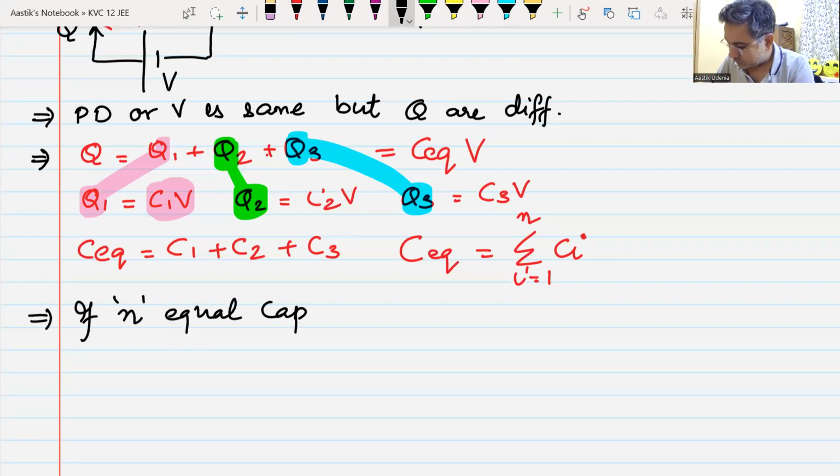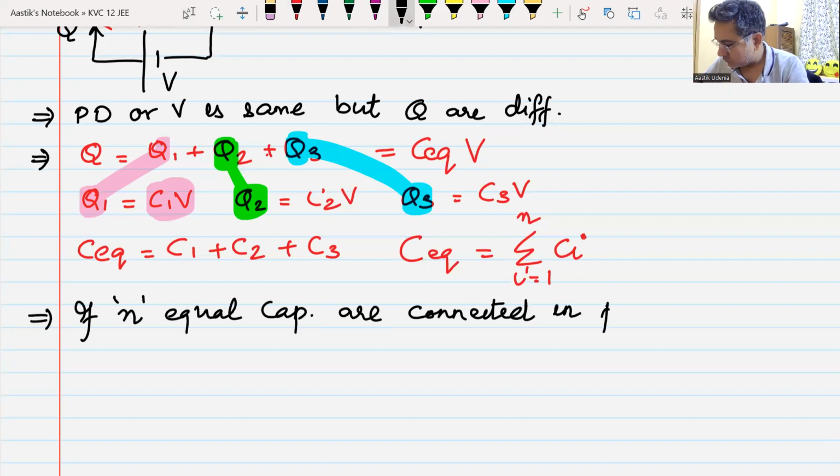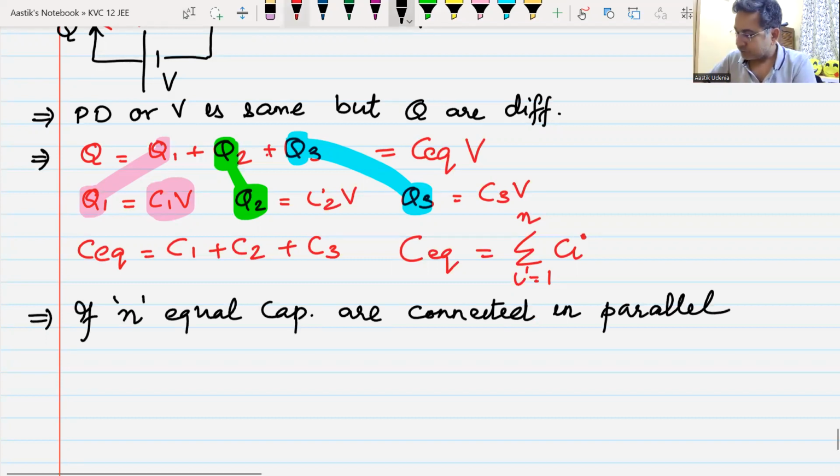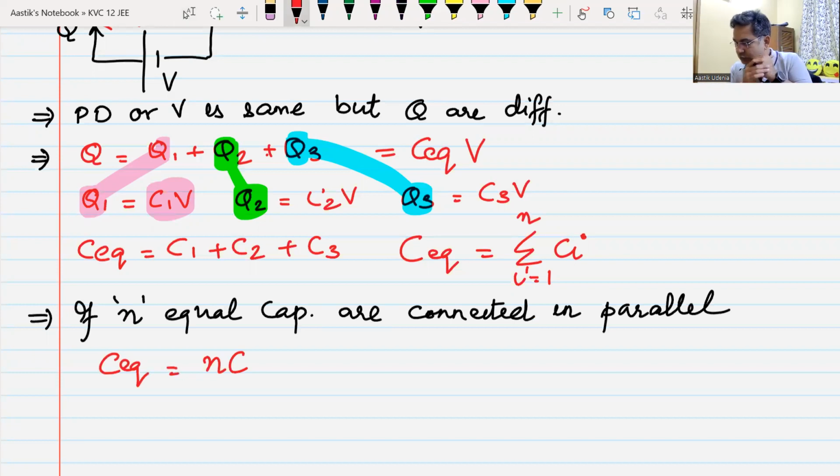Then you can have the same case, if N equal capacitors are connected in parallel. Then what will happen? C equivalent will become N times. Yes or no? Yes, sir.